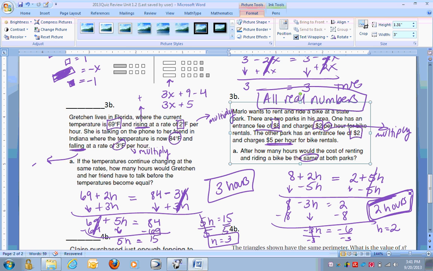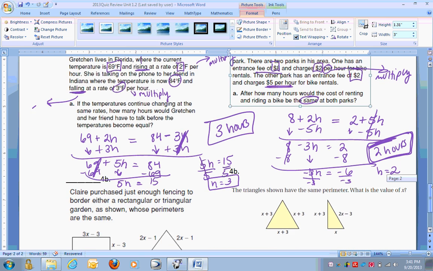the same. At 2 hours, the companies will cost the same amount. It doesn't matter which company you rent from if you're planning on riding for 2 hours, because they will charge you the same amount.